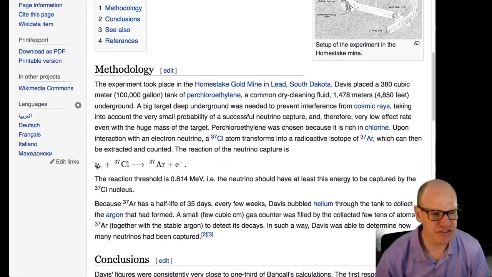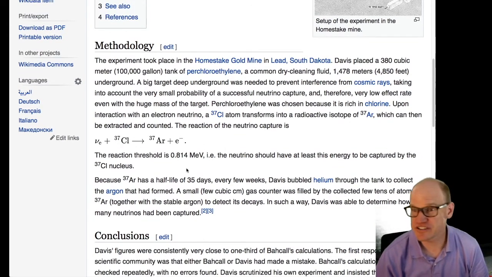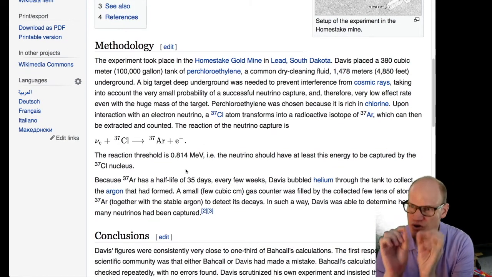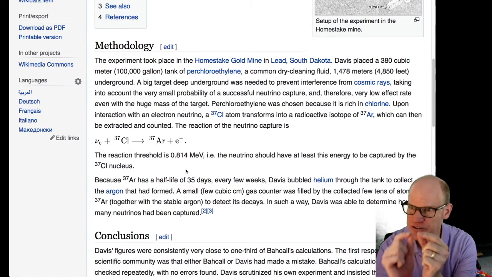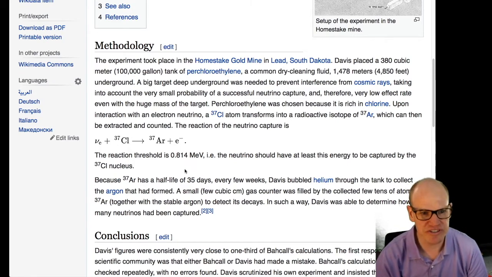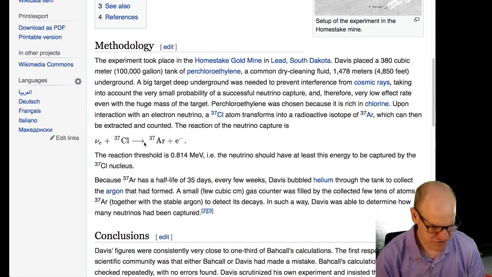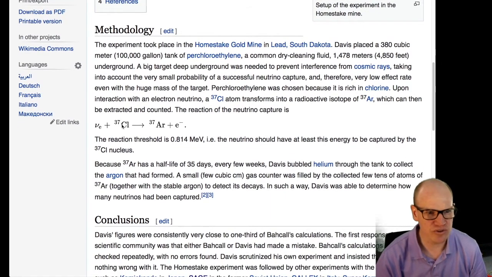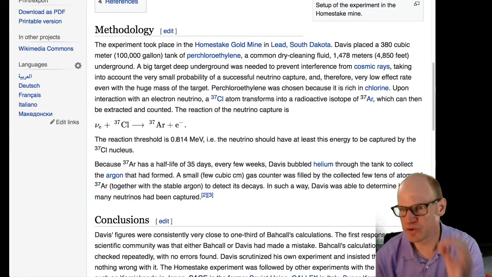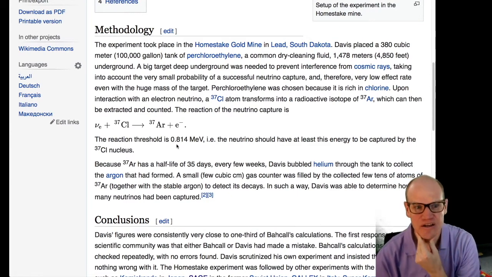Let's see, so what did they use? So here's the thing, they had the neutrino absorbed by chlorine, it turns into argon and emits this electron. The reaction threshold, now this is important, because the reaction will only take place if the neutrino has enough energy to cause this reaction to take place. So you only get this chlorine turning to argon if the neutrino originally has enough energy. And here it is, 0.8 MeV.